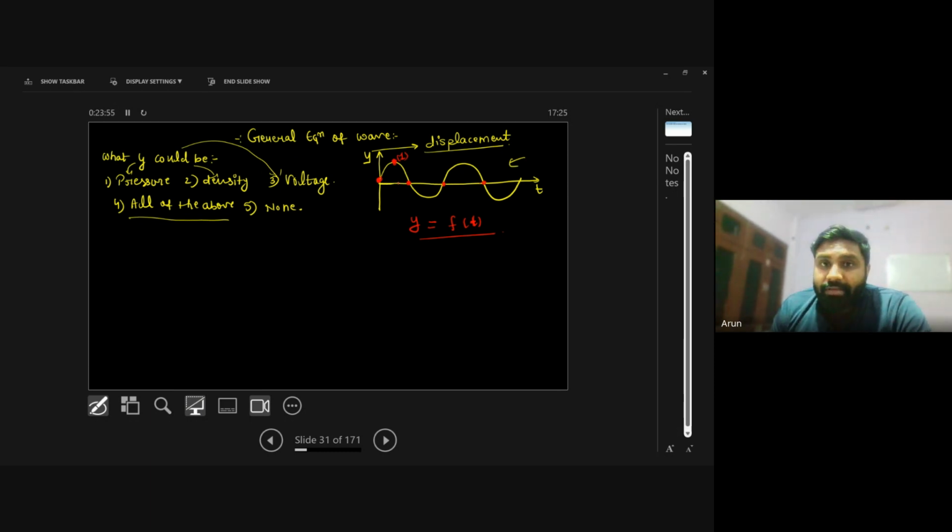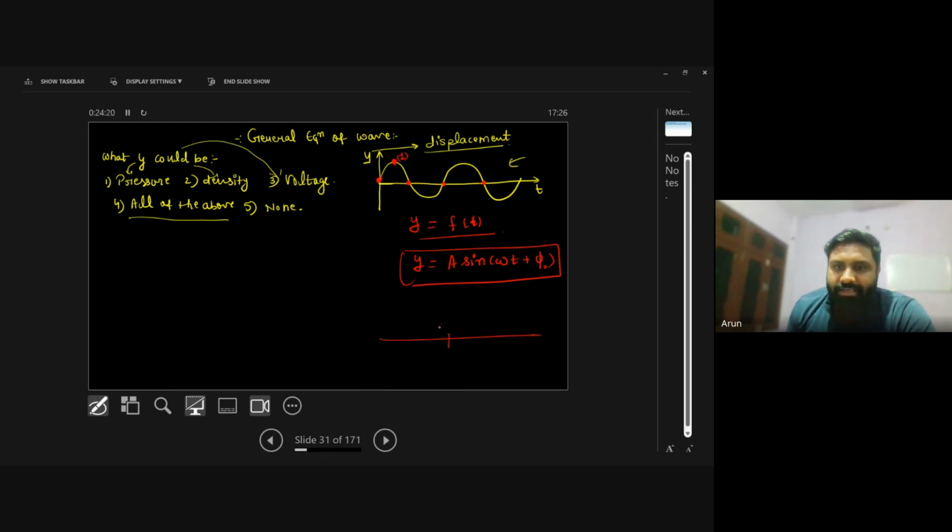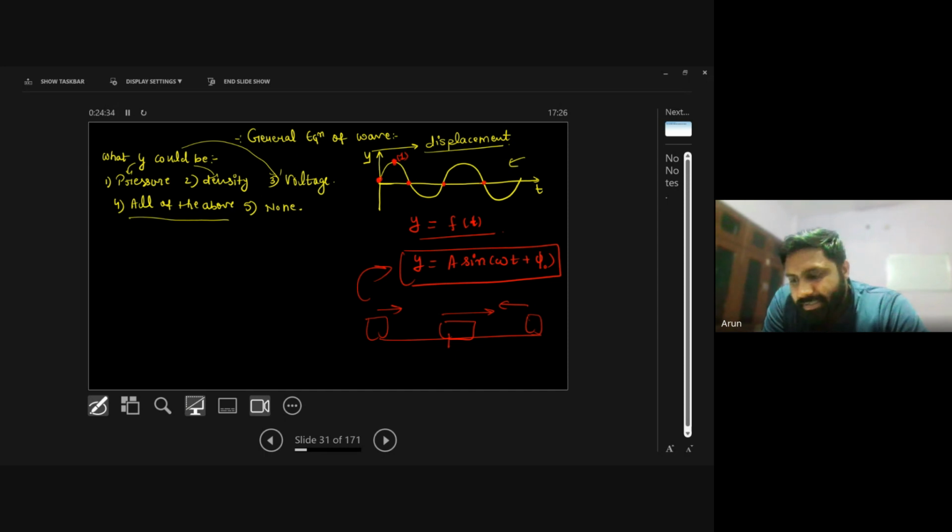If it is a single particle, that is okay. We need only time there. The equation y equals A sine omega t plus delta, or phi naught, is fine for a single particle. We have seen it: a block oscillating about its mean position to and fro. That equation is given by this because it is a single particle, and it depends only on time.